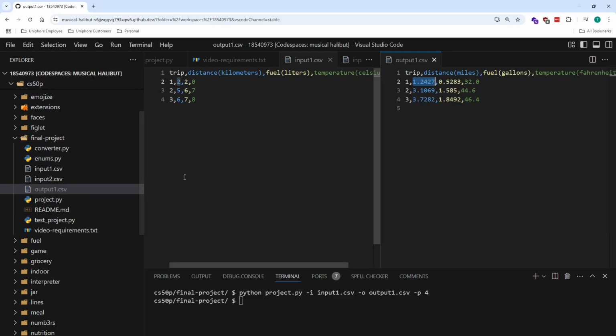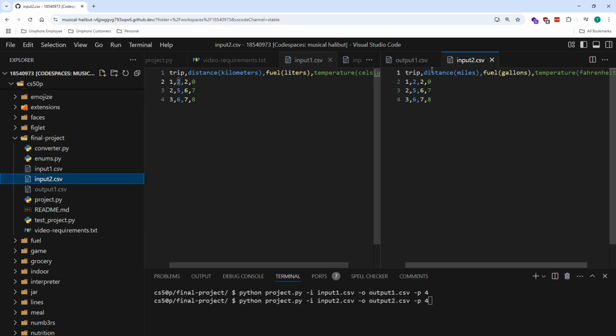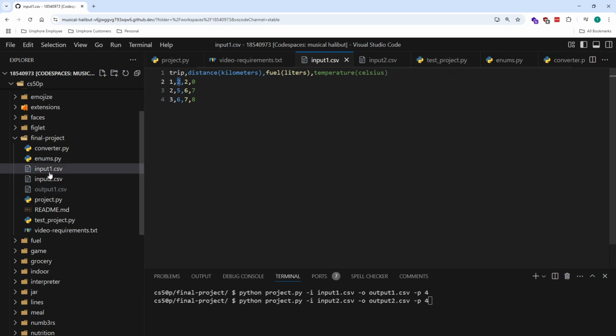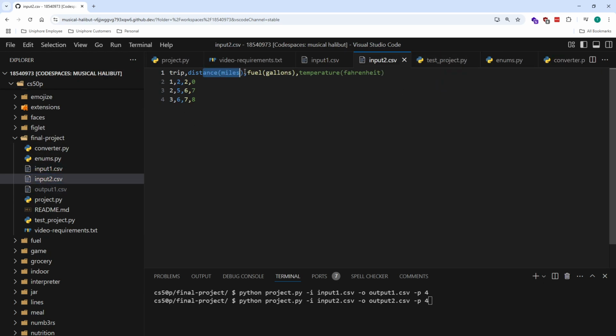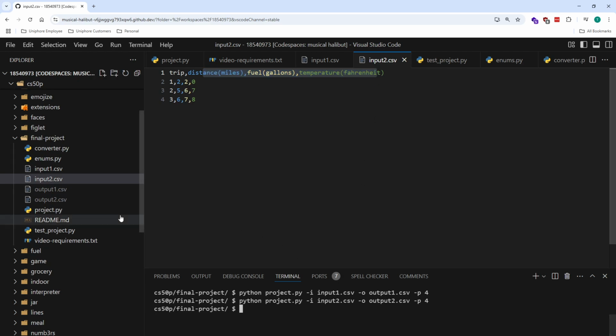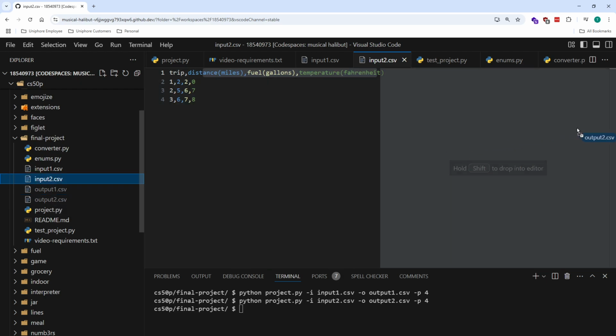Now, this application can also go the other way around. So let me just show that to you. So if I do an input number 2, which is already, close some of these down, input 2 is imperial units, and you want to go to metric units, you do the same thing. We now have output number 2.